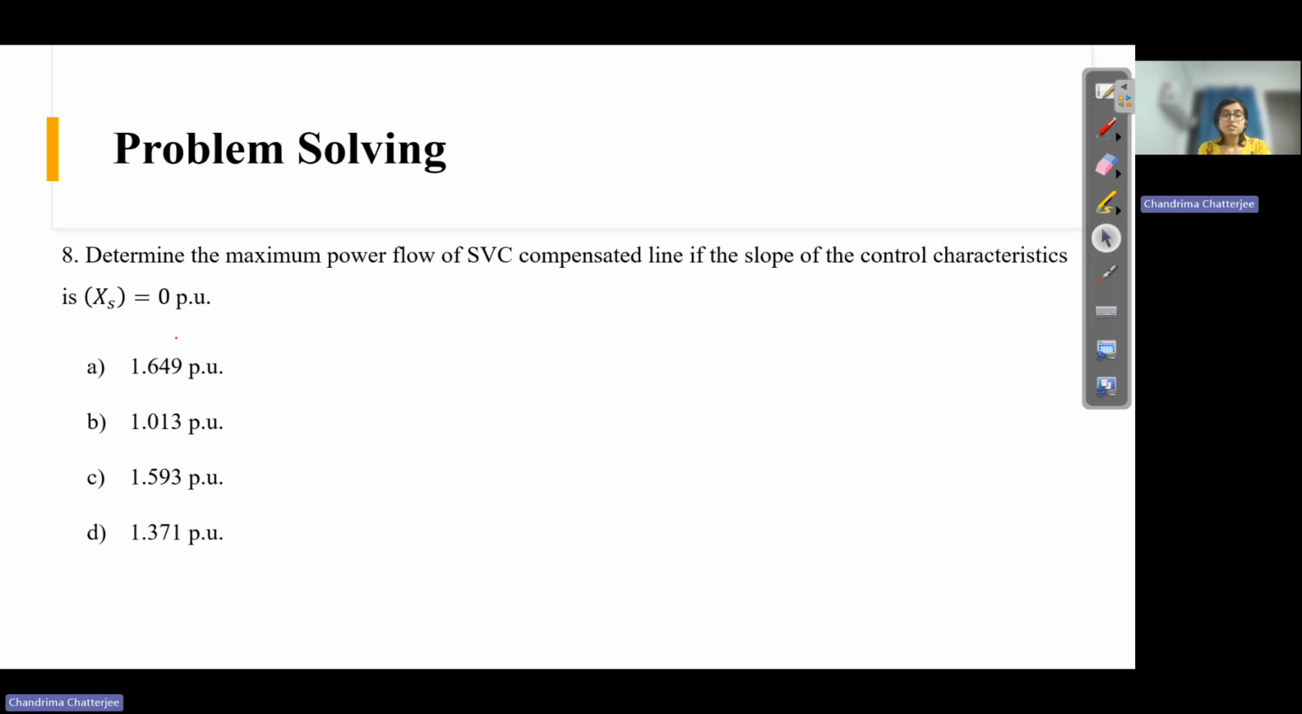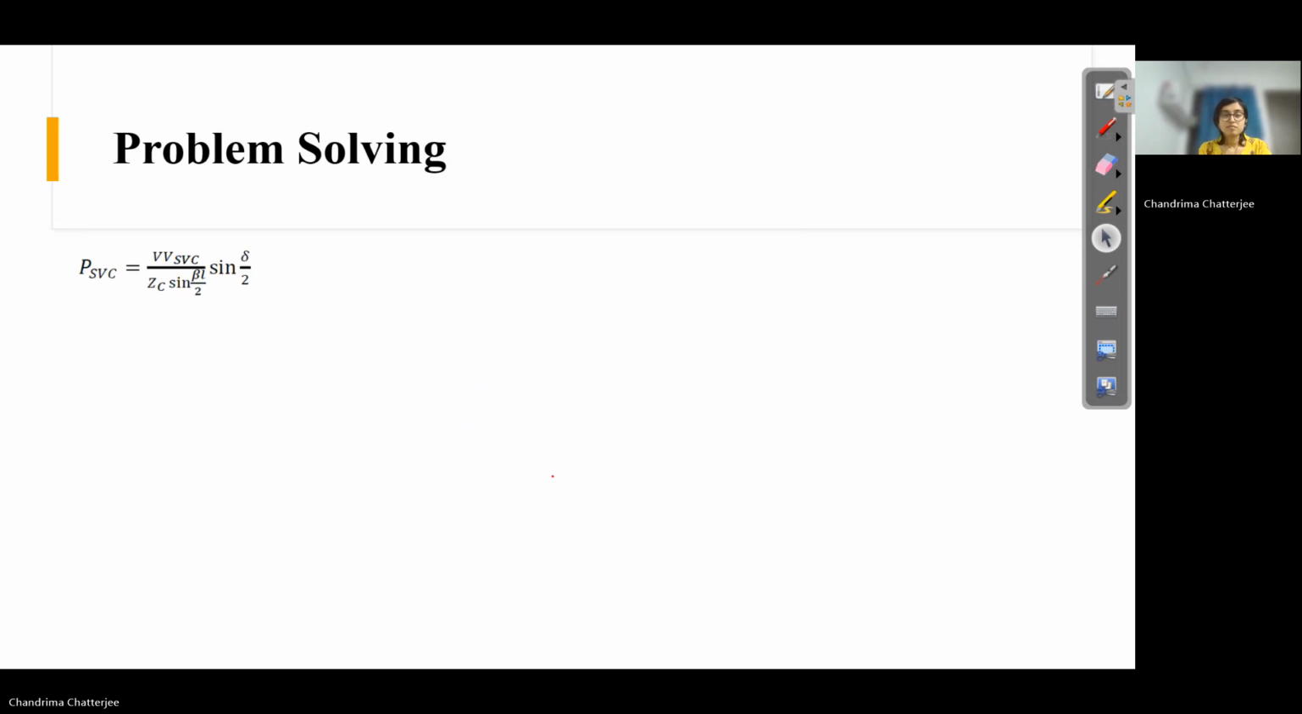Let's see the next question. Determine the maximum power flow of SVC compensated line if the slope of the control characteristic is 0 per unit. So now the power flow in the SVC compensated line needs to be calculated. So the power flow expression changes when there is compensation, right? That we already know. And what is the expression? The expression is VSVC by ZC sine beta L, this is for a long line, ZC sine beta L by 2 sine delta by 2.